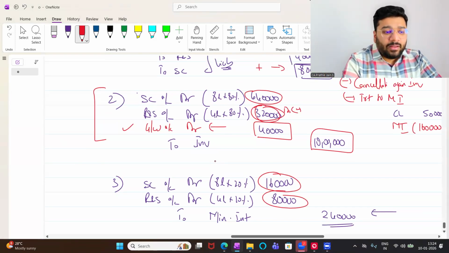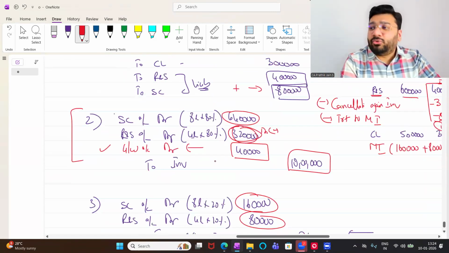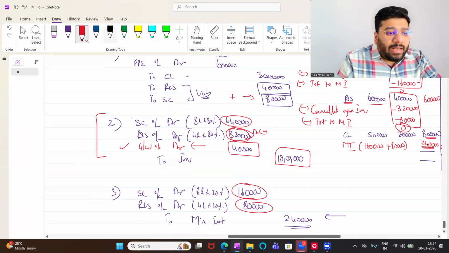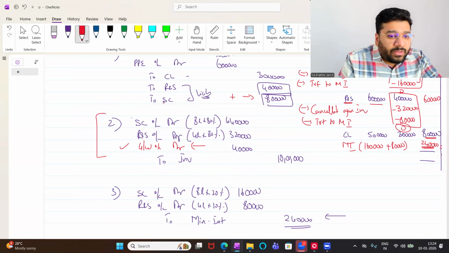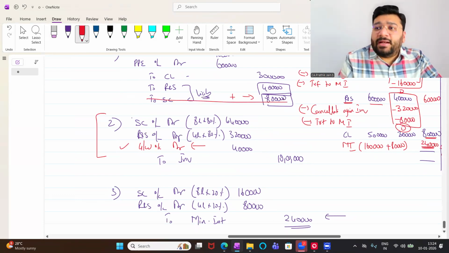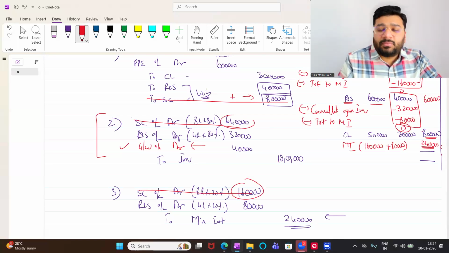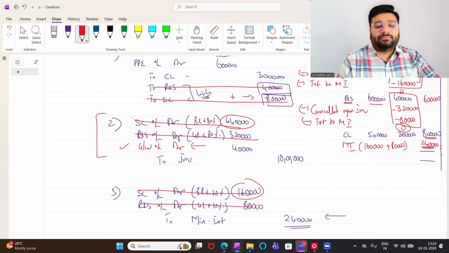Now, guys, I've passed 3 entries. Let's do a combined entry of 1, 2, 3. If I combine 1, 2, 3, what will happen? Once again, I'll just erase all of these things. Share capital 8 lakh credit is knocked off against share capital debit 640 and 160. 640 and 160 is 8 lakh or not? Share capital knocked off. Reserve and surplus 4 lakh knocked off against 320 and 80. Got it?